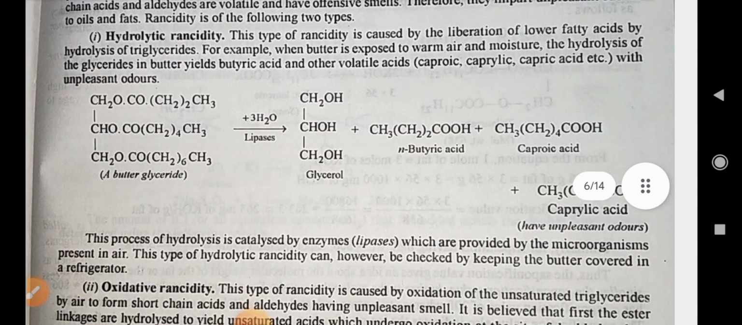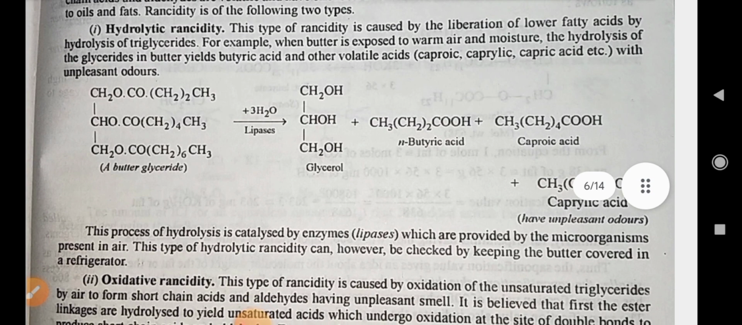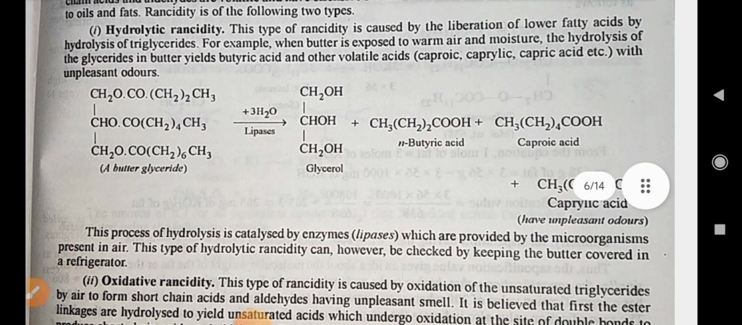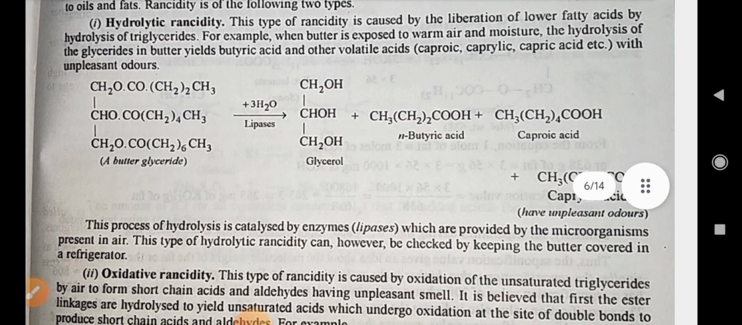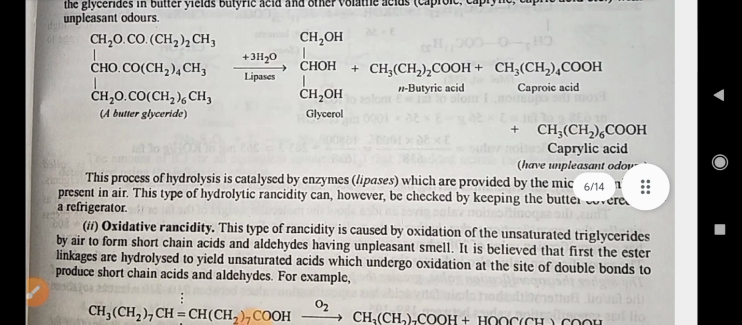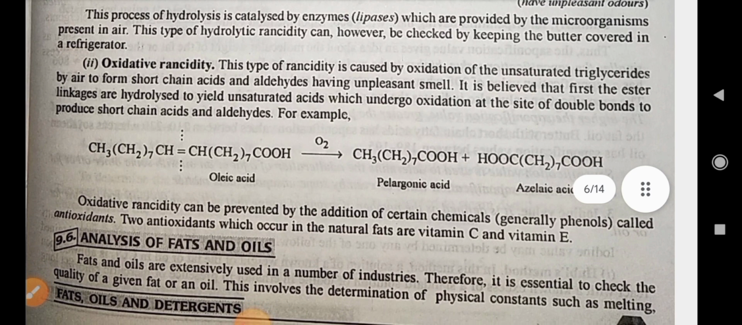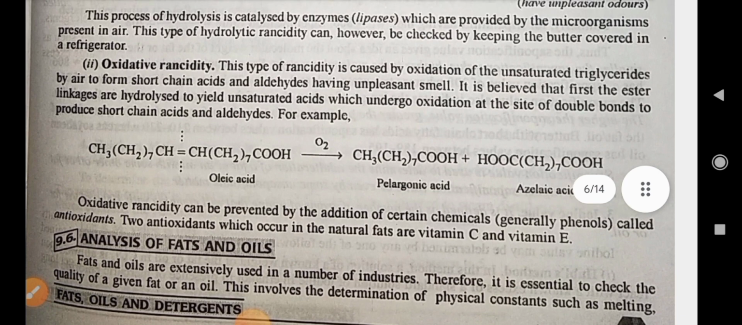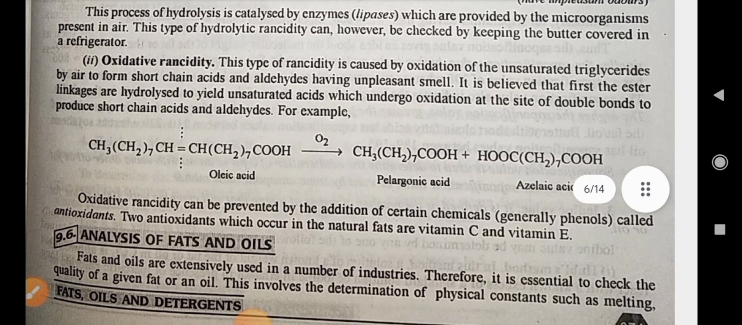Hydrolytic rancidity: this type of rancidity is caused by the liberation of lower fatty acids by hydrolysis of triglycerides. For example, when butter is exposed to warm air and moisture, the hydrolysis of the glycerides in the butter yields butyric acid and other volatile acids with an unpleasant odor. This hydrolysis is catalyzed by enzymes provided by the microorganisms present in air. This type of hydrolytic rancidity can, however, be checked by keeping the butter covered in the refrigerator.